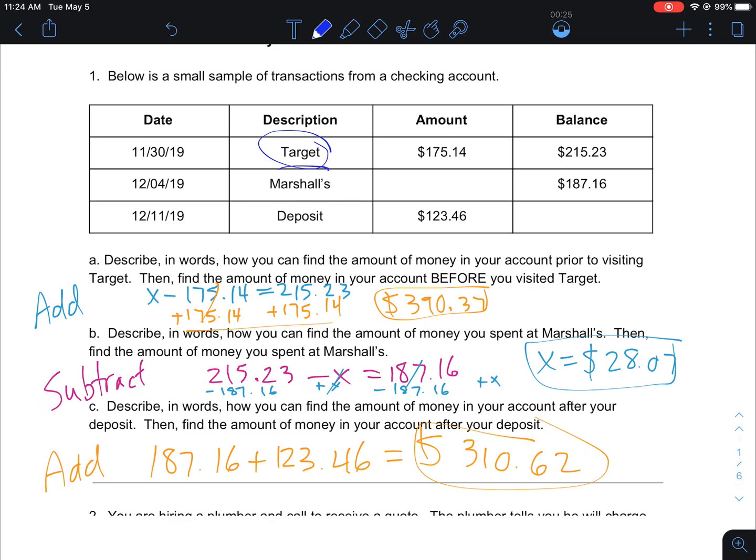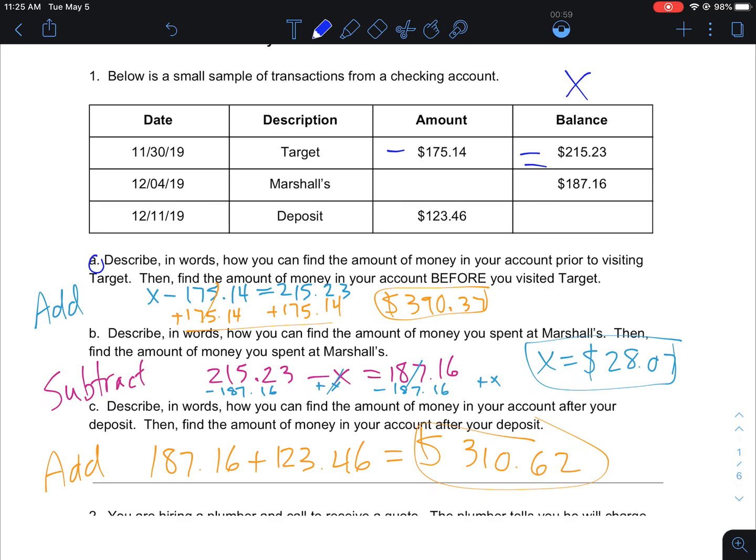So basically what you see here are descriptions of where a purchase was made or when a deposit was made. And remember, purchases will take away money from your balance, whereas deposits will add to it. So it almost works on a diagonal method. Like you had some amount of money, X, you spent it at Target, and then it equaled 215.23. So when you're asked a question like part A, that's sort of what you see in blue here. X minus 175 equals the 215.